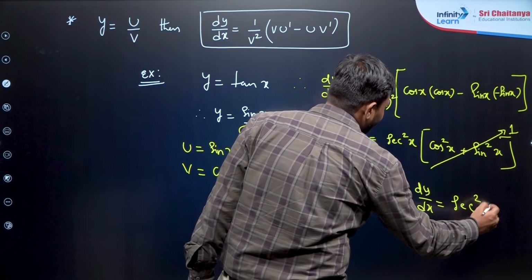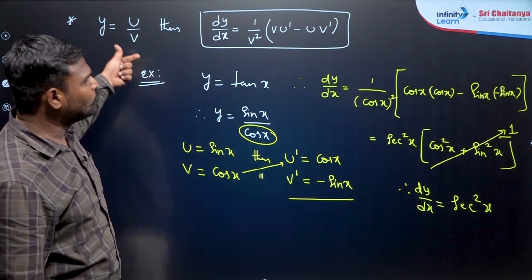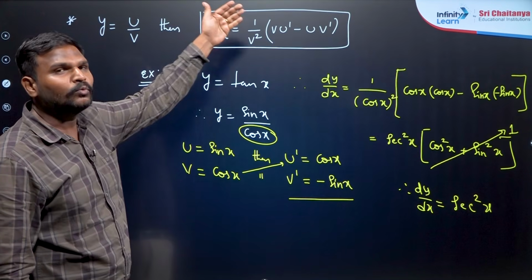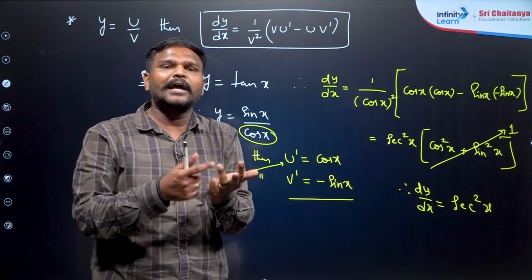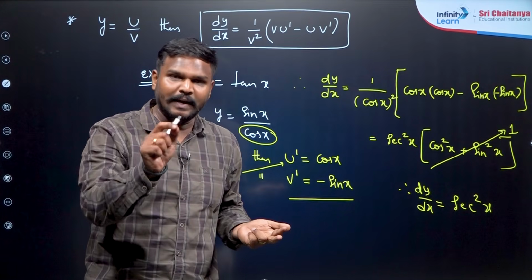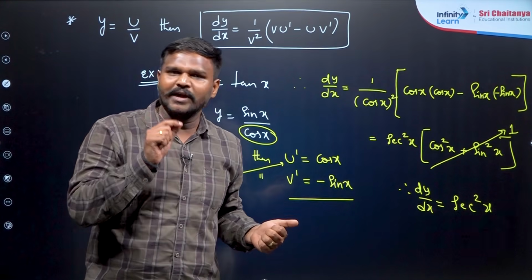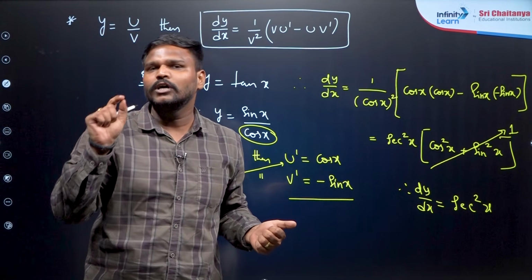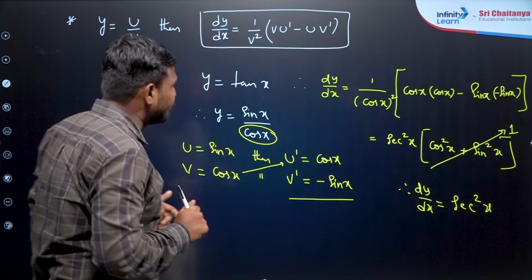Secant square x. If your question is in the form of u by v, then the derivative is 1 by square of denominator into denominator multiplied by derivative of numerator minus numerator multiplied by derivative of denominator. That is, 1 by v square into v u dash minus u v dash. I hope it is clear, sir. We'll change to the next slide.